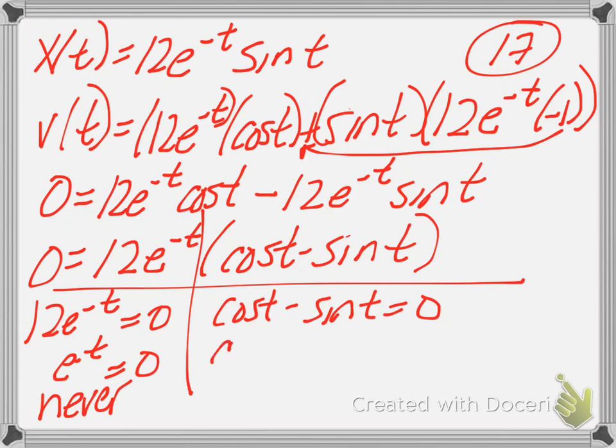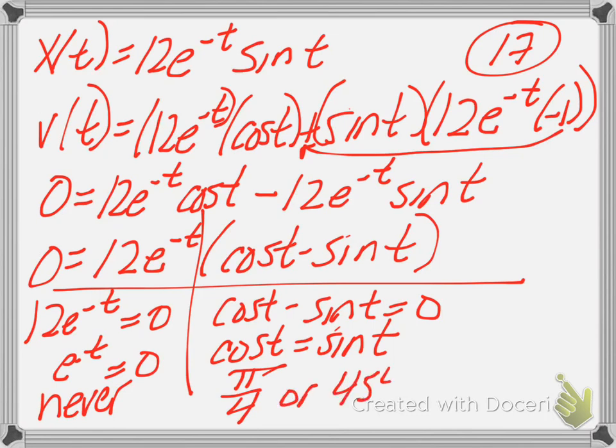Okay, let's look at the right side. So if you bring sine of t over, when is cosine equal to sine? That is pi over 4. We've talked about this, or 45 degrees. We've spoken about the only angle where both sine and cosine are equal to each other is at 45 degrees, and that is choice A.